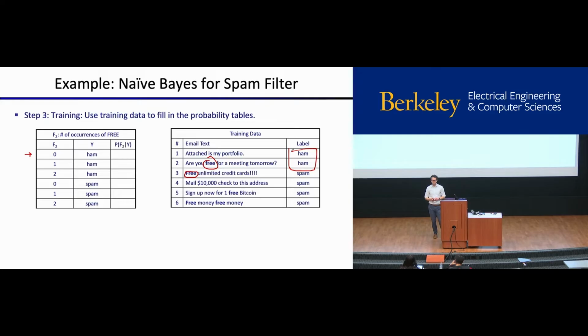Yeah. 50%. How did you get 50%? Only one of the ham, this one, has the free, and the other one does not, right? So no free here. So this is saying, all right, this looks like a half, and this one looks like a half.